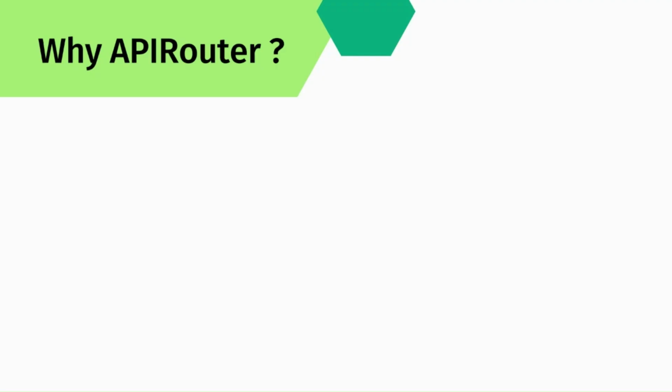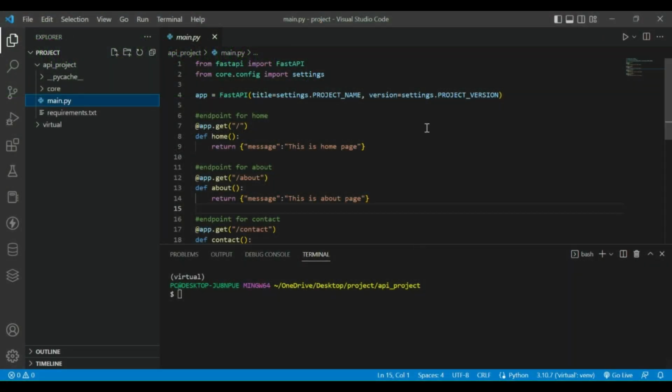So let's first try to understand why we need API router when we can write the entire code in the main.py file itself. The answer is very simple. For a small application, it is okay to keep our code base in a single file. But as our code base grows or we are working on a bigger project, we will find it to be messy. So to keep our code base clean from the beginning, we are utilizing API router from FastAPI. Let's first see how our code will look without API router.